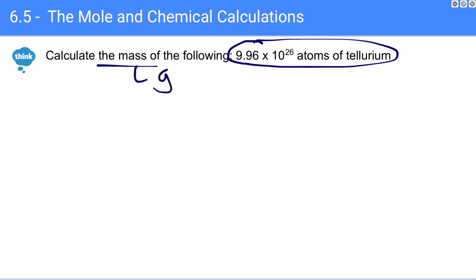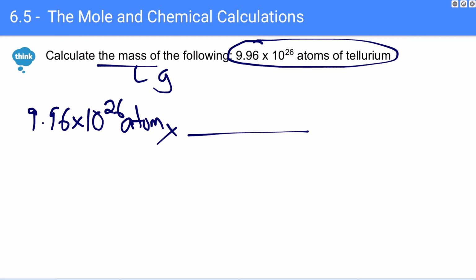Remember, mass is grams. Start off with what's given. 9.96 times 10 to the 26th atoms. Whatever unit is on top of the first step has to go on the bottom of the next step. Now, using your mole wheel, remember, we're trying to get to grams. The only thing I can convert with atoms is moles. I cannot go directly between atoms and grams. We use Avogadro's number here.